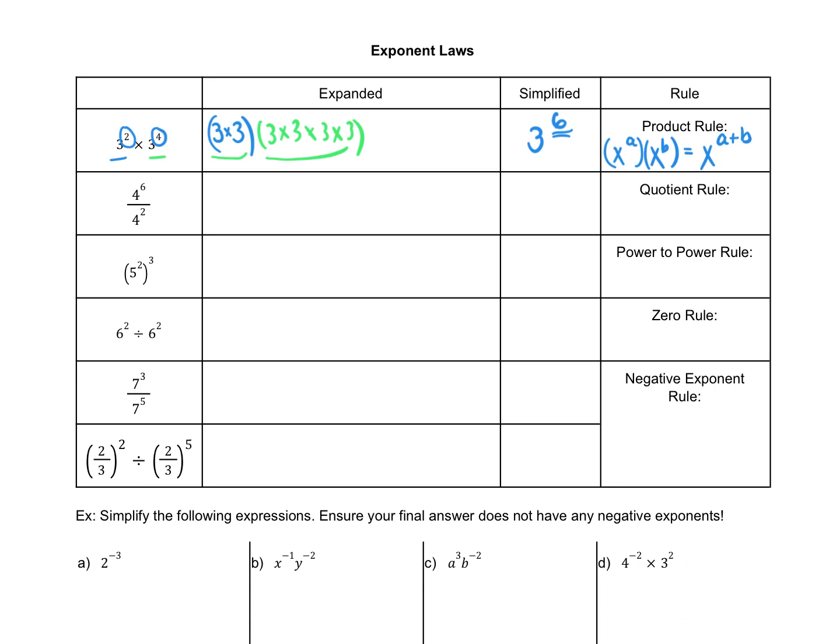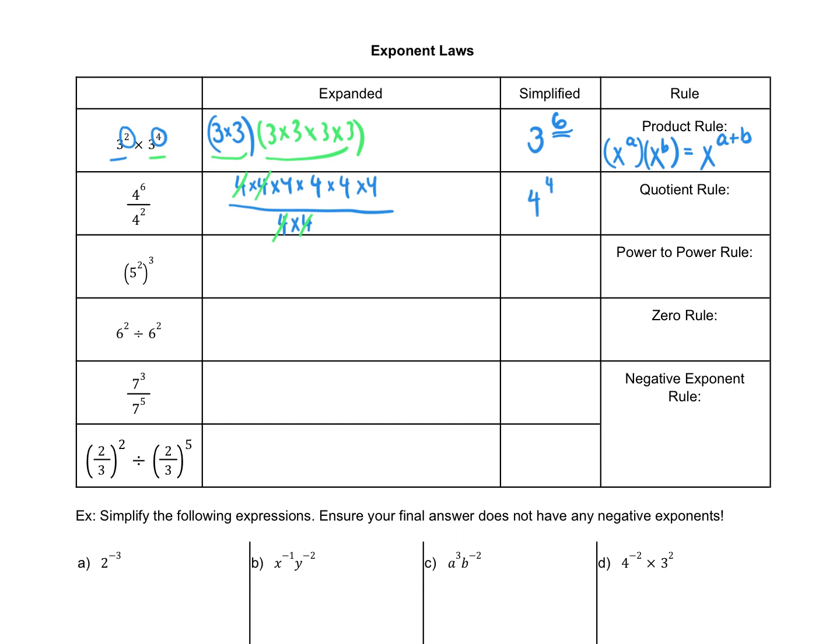Next, we have the quotient rule. So what happens if you have the same base, but this time you're dividing your terms? Okay, well, 4 to the power of 6 means 4 times 4 times 4 times 4 times 4 times 4, all over 4 to the power of 2 means 4 times 4. Okay, well, this pair of 4's can cancel out, and this pair of 4's can cancel out. So we're left with 4 4's, which we can write as 4 to the power of 4.